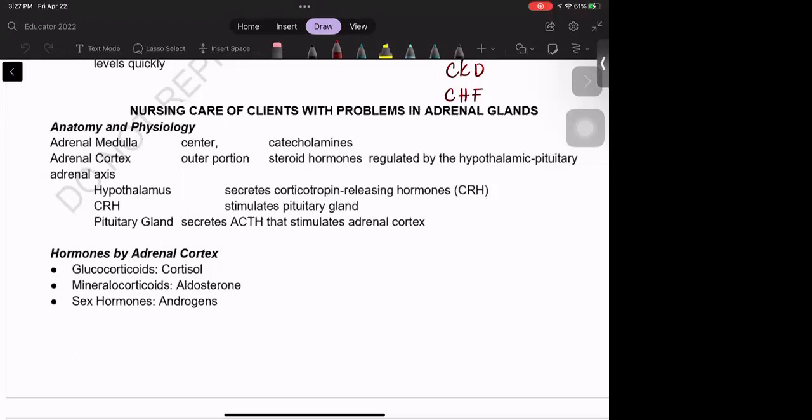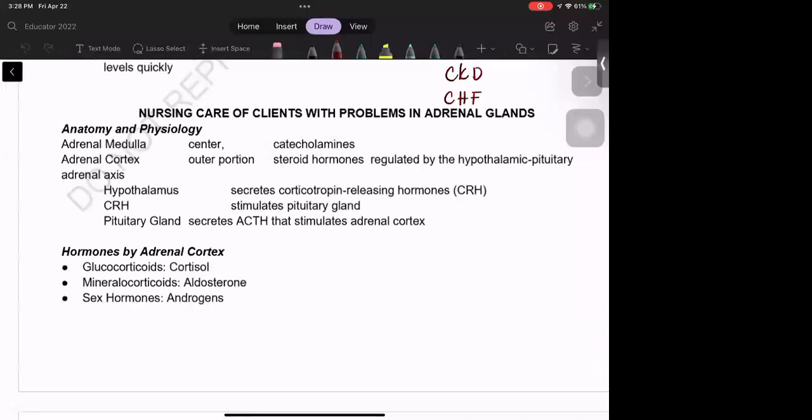Wait, by the way, before that, where is your adrenal gland located? Board exam questions could be as simple as that, no? And people are like, oh, where is it located? Okay, so above the kidney. It's located above the kidney. Adrenal medulla, guys, it's the center, no? So class, the purpose of your adrenal medulla is to excrete your catecholamines.